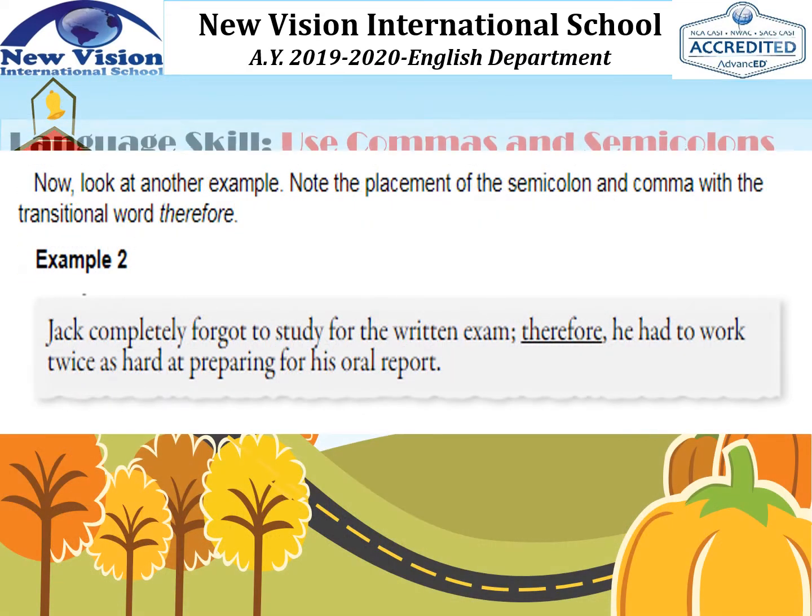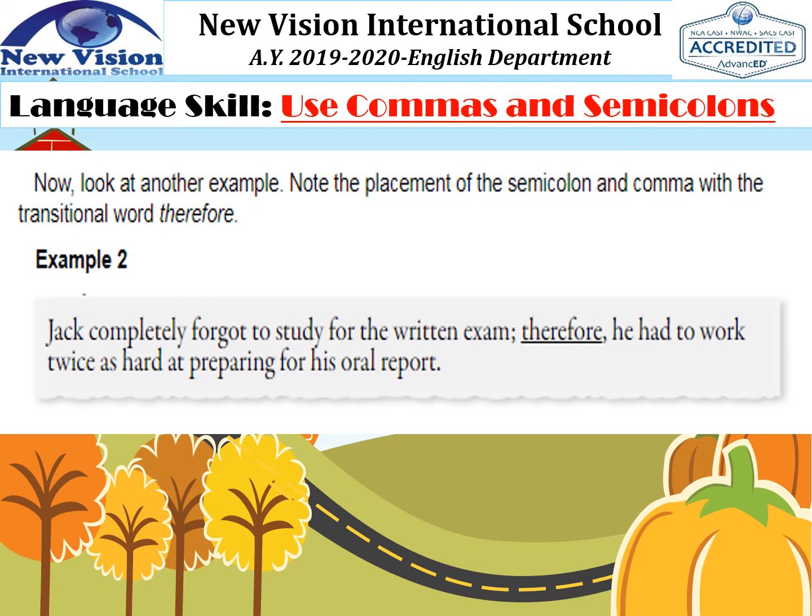Number 2, we have: Jack completely forgot to study for the written exam; therefore, he had to work twice as hard at preparing for his oral report.